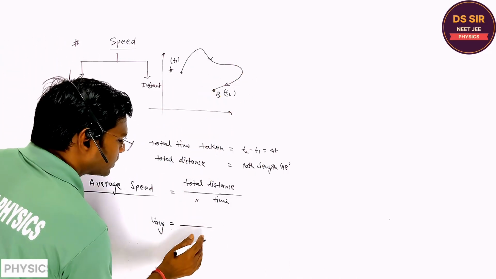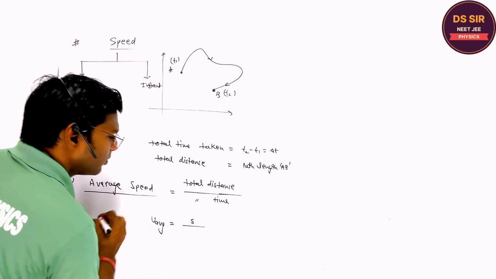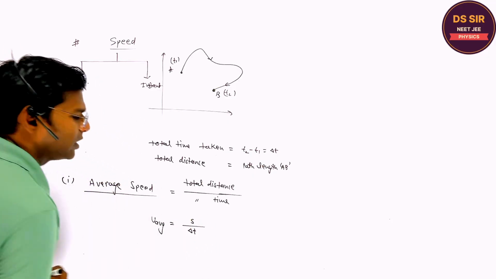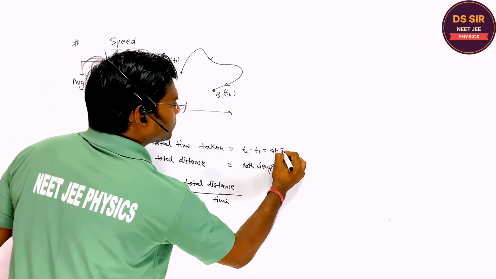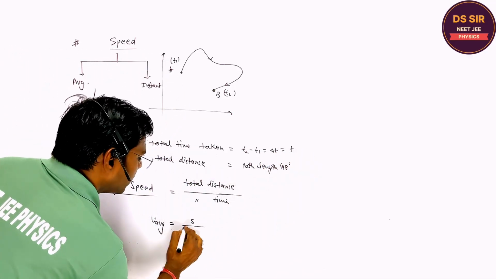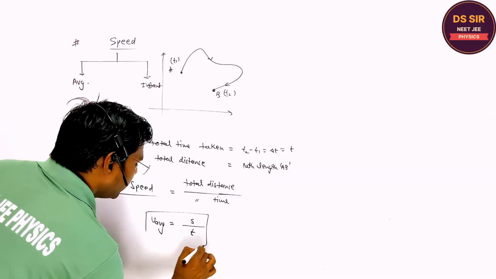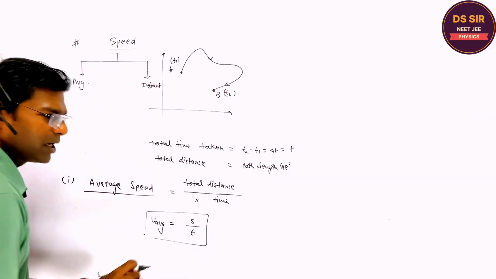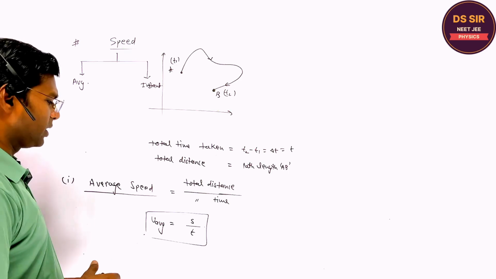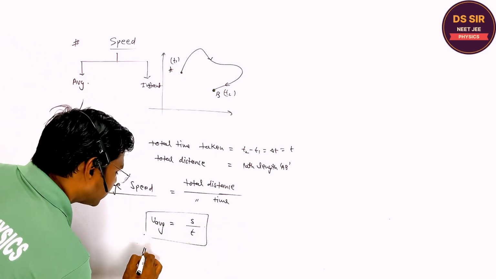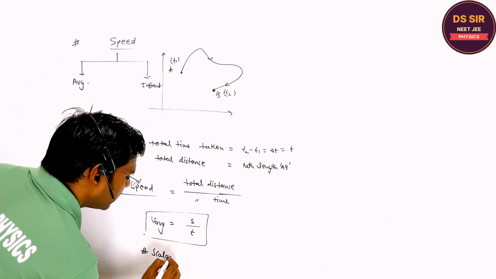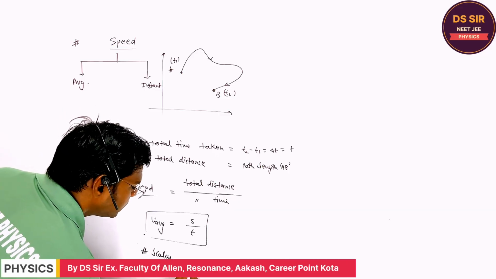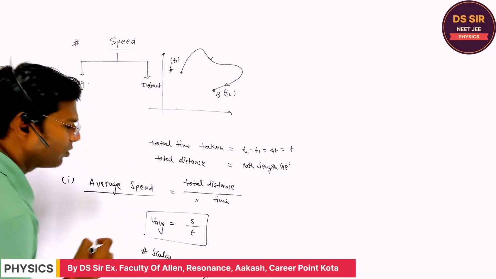So the average speed is nothing but total distance divided by total time. What is the total distance? Total distance is nothing but s. And what is the total time? Say t. Is it clear or not? So the total distance divided by total time during the motion is called the average speed, and it is a scalar quantity, right? And the SI unit is what? You will say meter per second. Is it clear or not, Yuta?